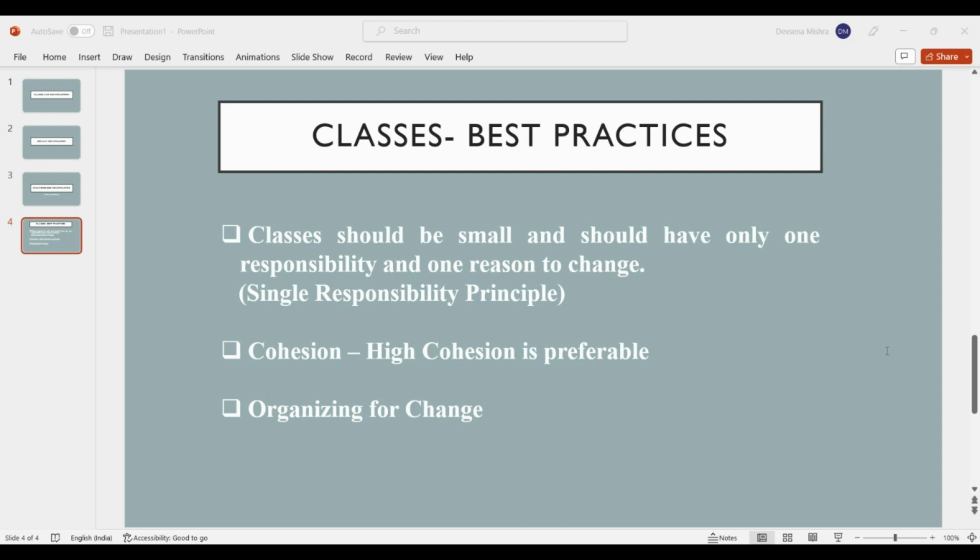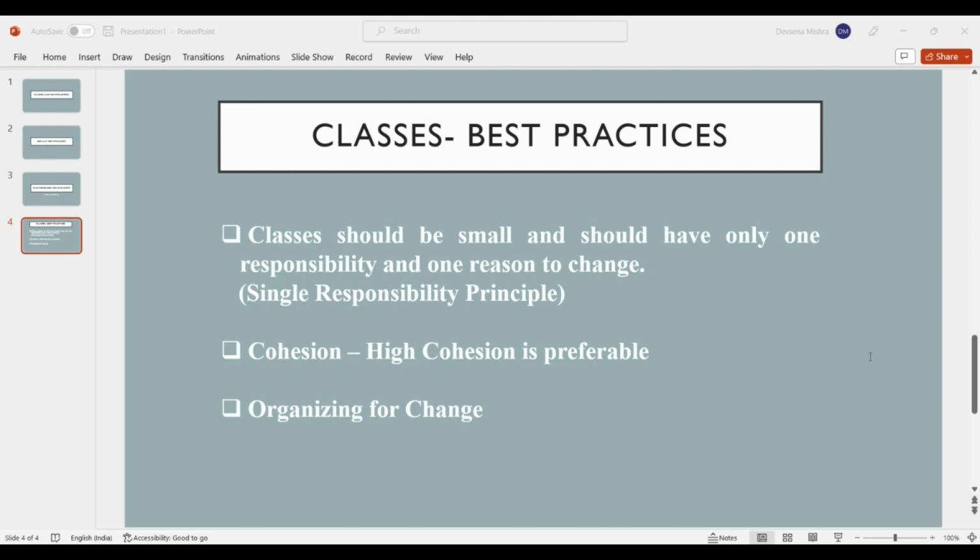And here comes the idea of the single responsibility principle, which says that a class or module should have one and only one reason to change. This principle gives us both a definition of responsibility and a guideline for the class size. So, ideally, classes should have one responsibility and only one reason to change.